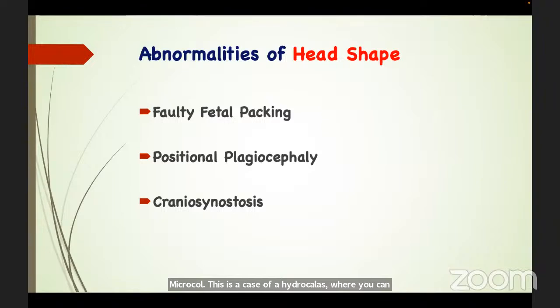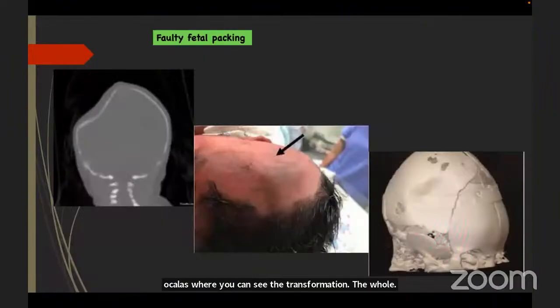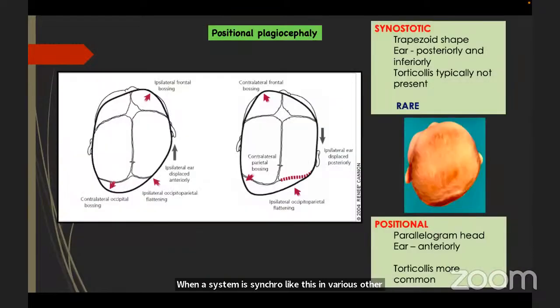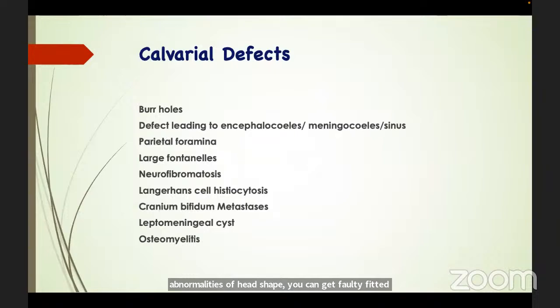Abnormalities of head shape: you can get faulty fetal packing, positional plagiocephaly, craniosynostosis. This is positional plagiocephaly. I will not talk about craniosynostosis, completely discussed here. Calvarial defects: you can have burr holes, parietal foramina, large fontanelles, neurofibromatosis, Langerhans cell histiocytosis, cranium bifidum, leptomeningeal cyst, and osteomyelitis.